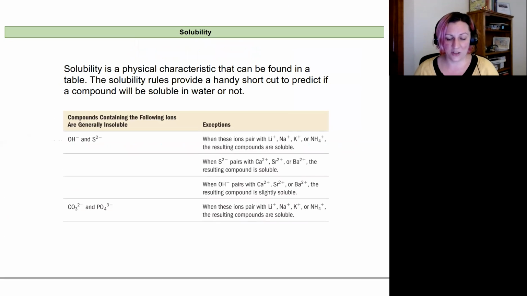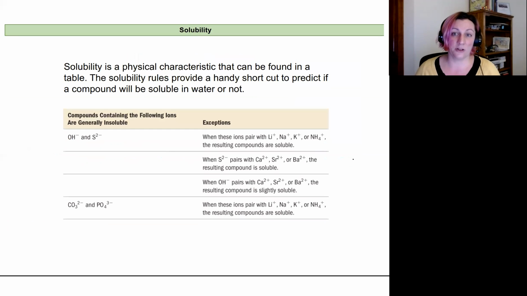Now, we can actually track solubility as a physical characteristic of a compound in another compound. And you can find this information in a table. So I can go to the CRC Handbook and look up the solubility in water of a lot of different compounds, and I'll get a value. It'll say X number of grams per 100 milliliters.